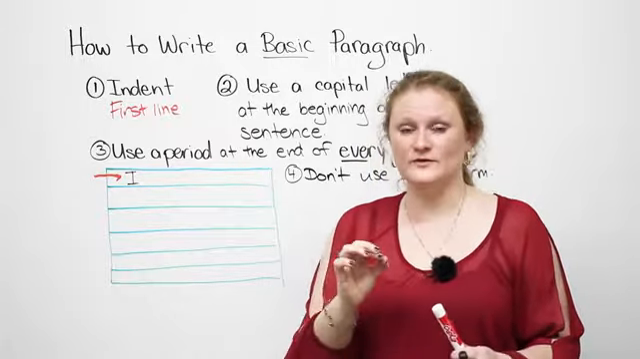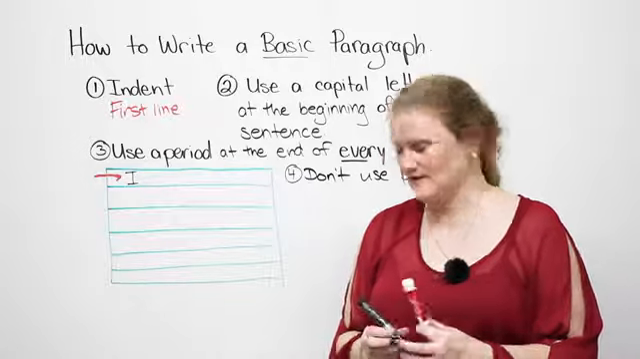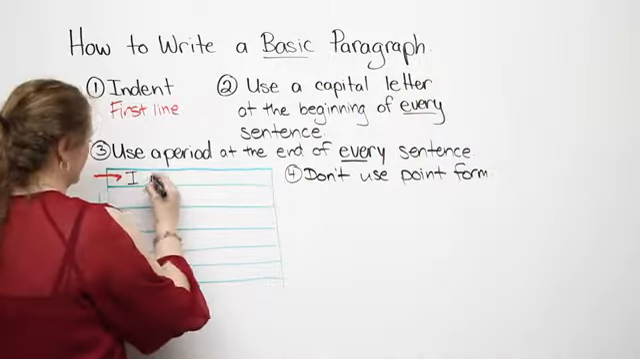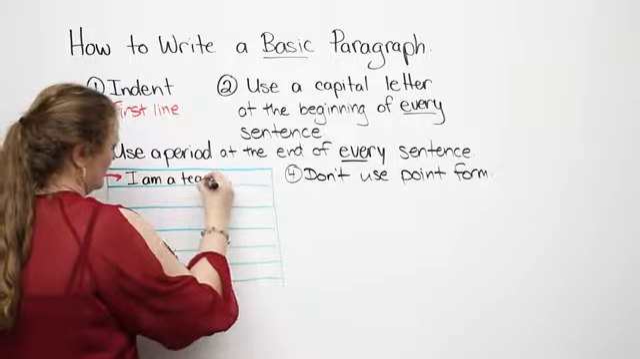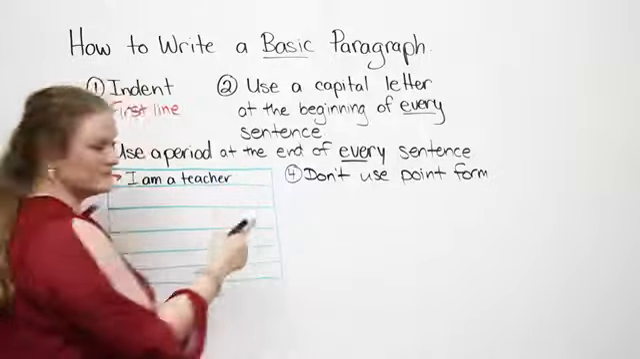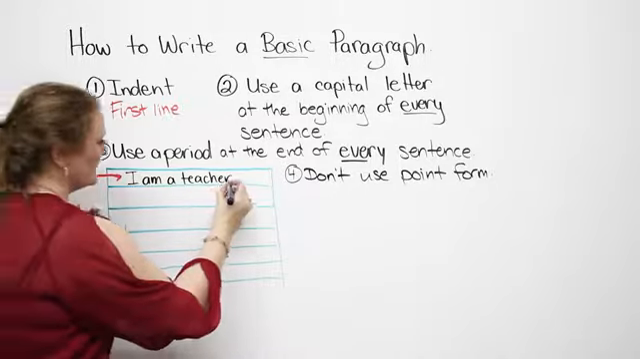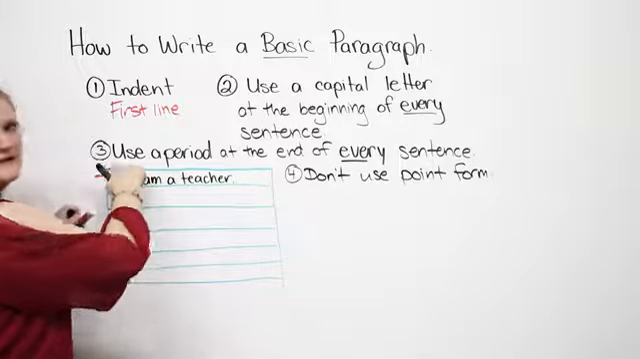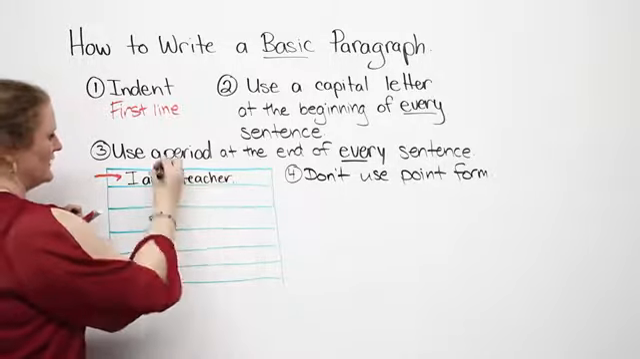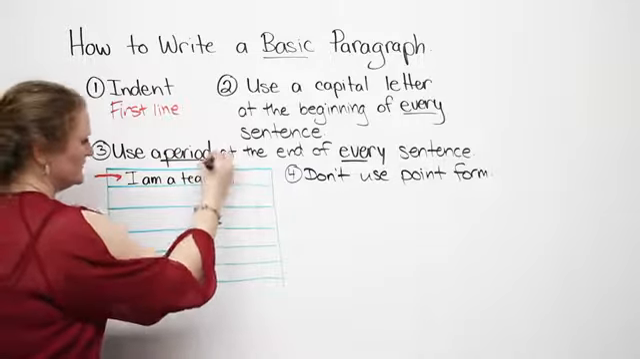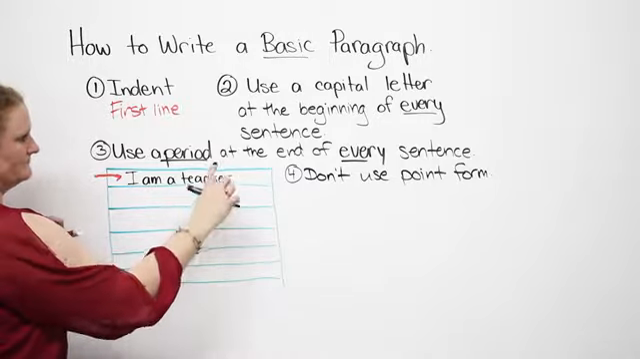So, I'm going to write an example sentence for you to illustrate what I mean. I am a teacher. Okay? This is one sentence. So, rule number 3. At the end of my sentence, I must use a period. A period is a dot, if you'd like. So, I am a teacher.